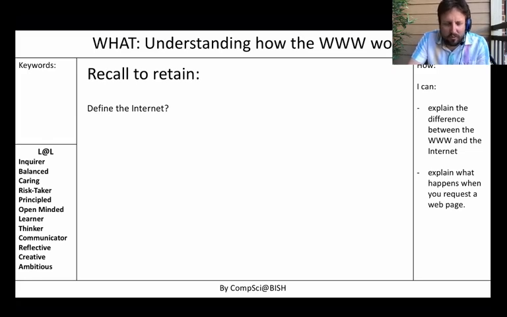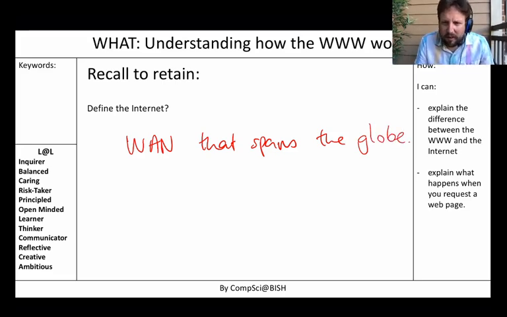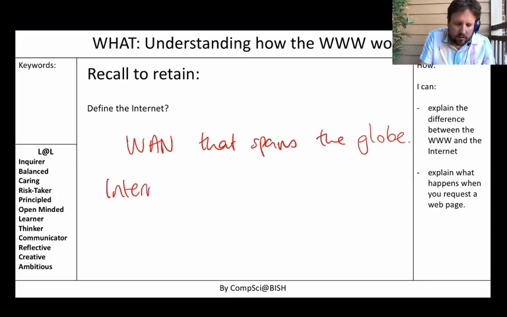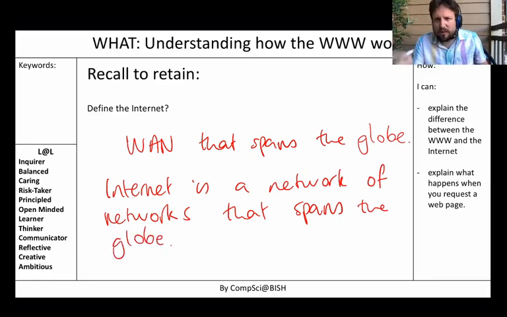Okay, so hopefully you've paused for a minute, and let's see if we remember what the definition of the internet is. The internet is a wide area network that spans the globe. Now we can be a bit more specific about that, and we can say that the internet is a network of networks that spans the globe. And if you can't remember what we learned about the internet, make sure you check the last video in this series where we talked about the internet and what it was and how it worked.